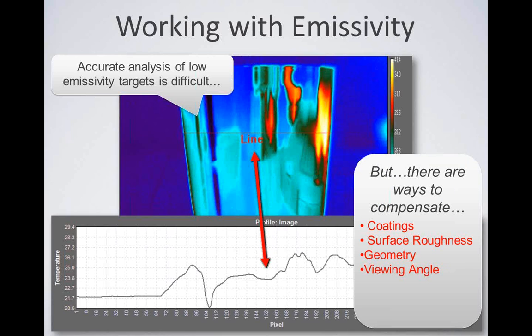Making measurements on low emissivity targets. First, anything that can be done to reduce the surface reflectivity, like applying a surface coating or roughening of the surface, will improve measurement accuracy. Second, you can look at the geometry of the target too. Third, adjusting the camera to target viewing angle or controlling the imaging environment can help.